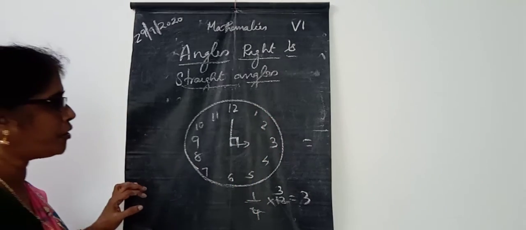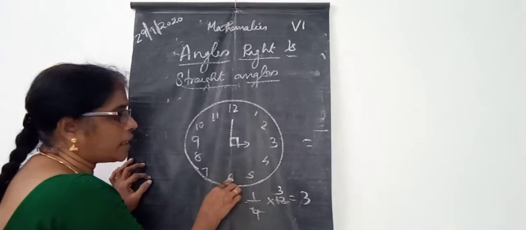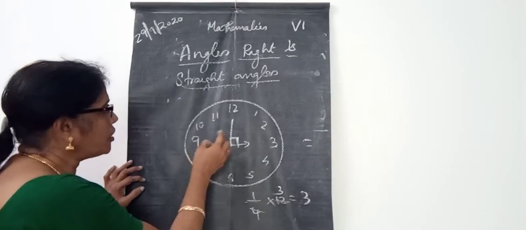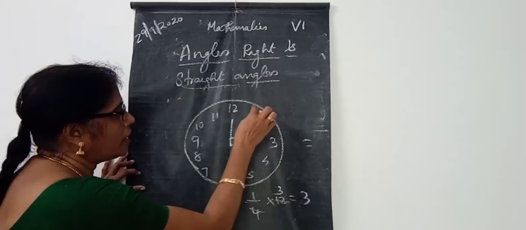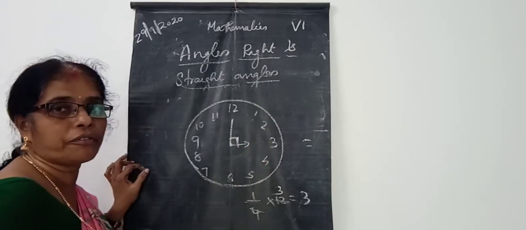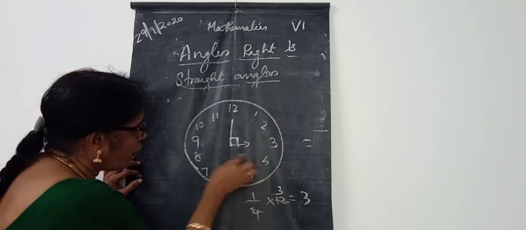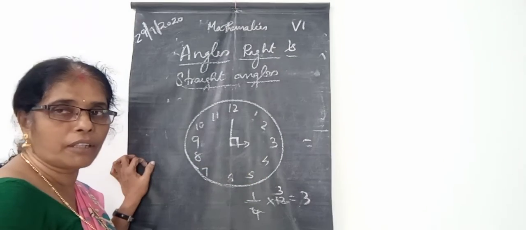And 3 to 6, 1, 2, 3, that is another 1/4. 6 to 9, 1/4. 9 to 12, 1/4. If we take 1 to 4, that is 1/4. And 2 to 5, 3 to 6, 4 to 7, 5 to 8, that is 1/4 each.